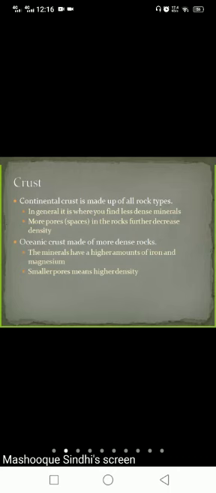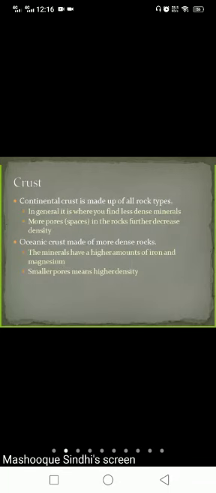Continental crust and oceanic crust. So this was the elemental composition of the crust. Continental crust is made up of all the rock types. In general, it is where you find less dense minerals, and more porous spaces in the rocks further decrease density. All the rock types in continental crust are less dense and composed of porous minerals.